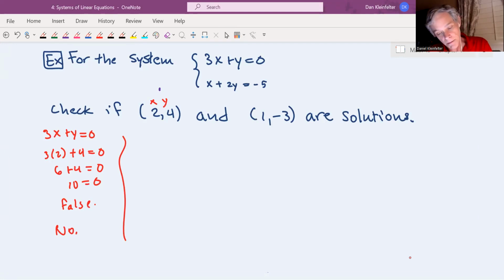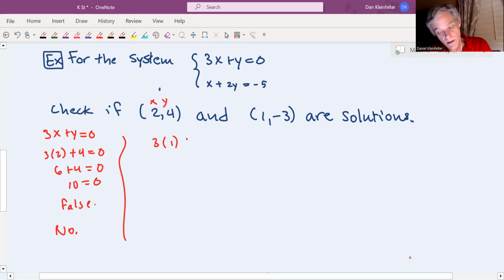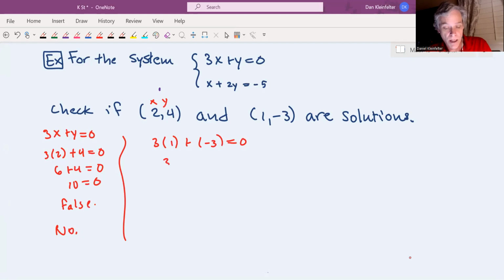Let's check the second pair. So we're going to check 1, negative 3 next. 3 times 1 plus negative 3. We want to know if that is 0. 3 plus negative 3 is in fact 0. So the first equation checks out.